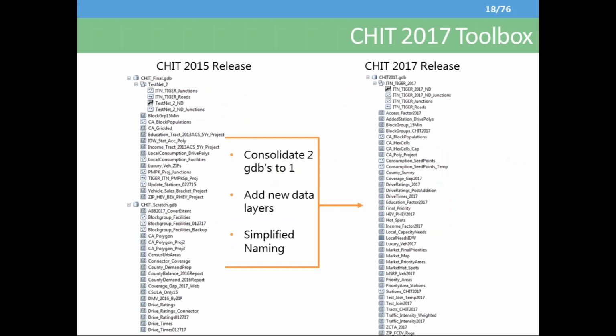And finally, the last change in terms of really basic changes to the structure and function of CHIT is that in 2015, we had two different geodatabases. We've consolidated that down to one. There's new data because there's new inputs that we include as optional inputs to some of the processes, and we've simplified the naming convention. In 2015, a lot of the names didn't really make much sense to anybody except CARB employees, so the naming convention is a little bit more intuitive now for choosing layers and being able to replicate the 2017 annual evaluation.